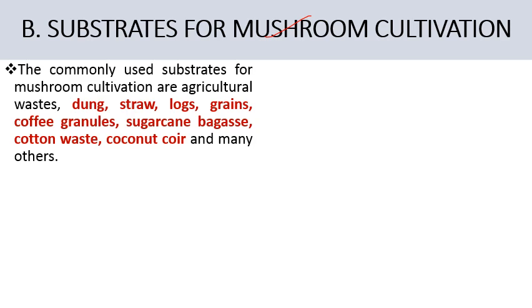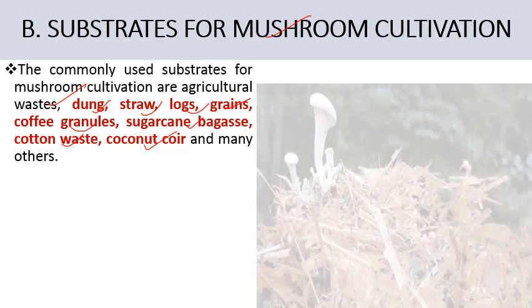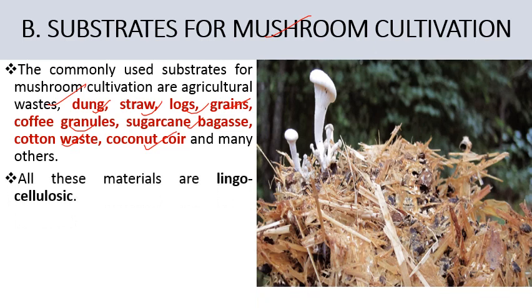The commonly used substrates for mushroom cultivation are agricultural waste. We have dung, straw, logs, grains, coffee granules, sugar bagasse, cotton waste, coconut coir, etc. So these are mostly used for the mushroom cultivation. All these materials are rich in lignocellulosic content, and this is the main factor which determine the production or yield of mushroom. कि किसी भी substrate में कितना content है lignocellulose का, that determine the production status.